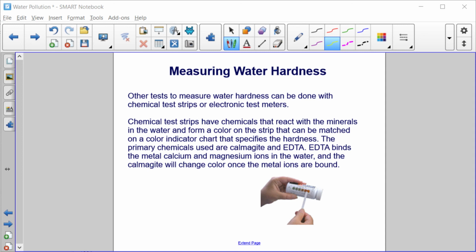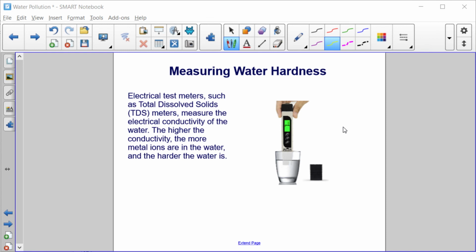ions are bound. Electrical test meters, such as total dissolved solids (TDS) meters, measure the electrical conductivity of the water. The higher the conductivity, the more metal ions are in the water, and the harder the water is.